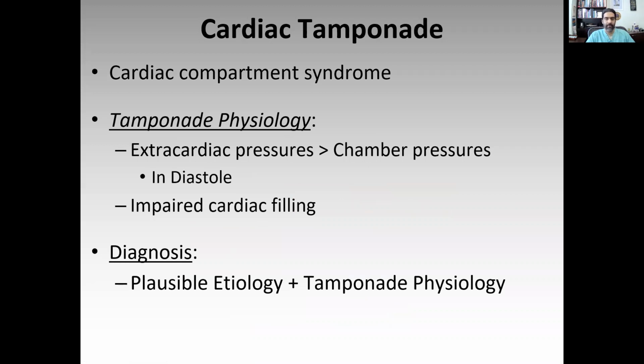Physiologically, what happens with tamponade is that in diastole, the pressures around the heart, whether that be within the pericardium or even outside the pericardium, the extracardiac pressures exceed the pressure in the chambers, causing impairment in cardiac filling. So tamponade is a diastolic problem. And the diagnosis of tamponade revolves around identifying a plausible etiology and identifying tamponade physiology on echo. And so we're going to focus on both these things, but really on the latter part, identifying tamponade physiology.